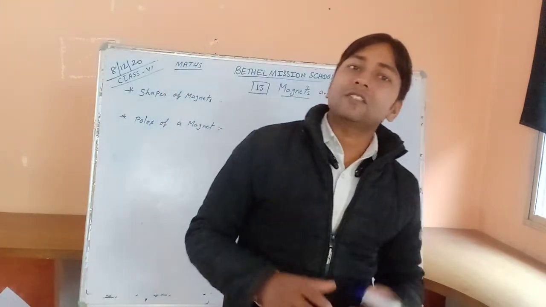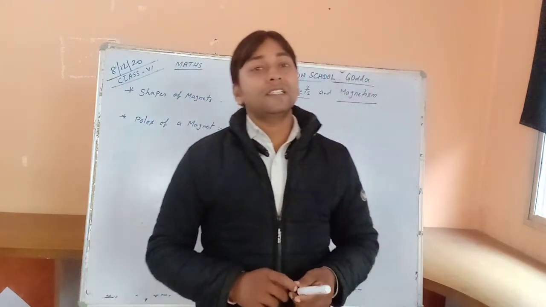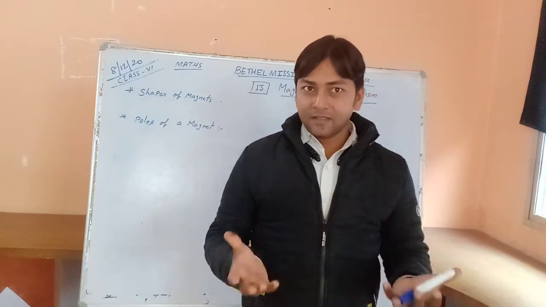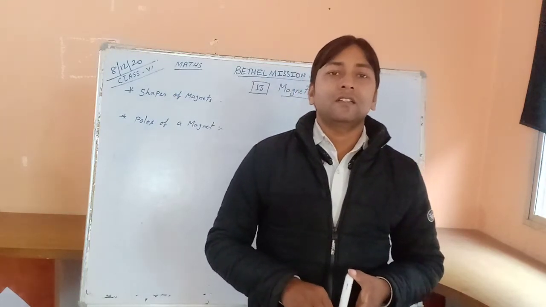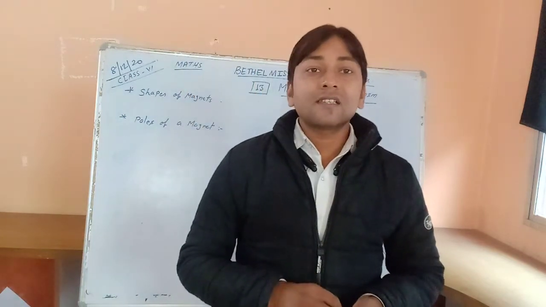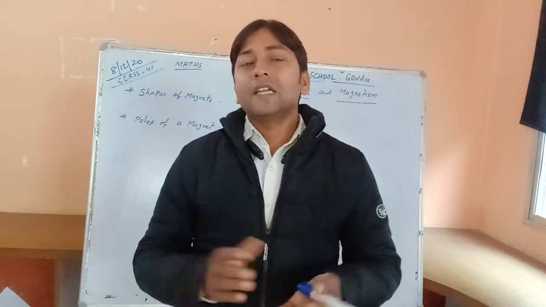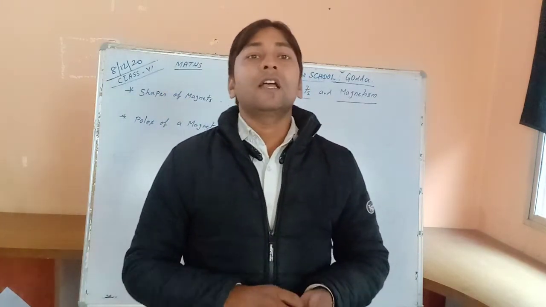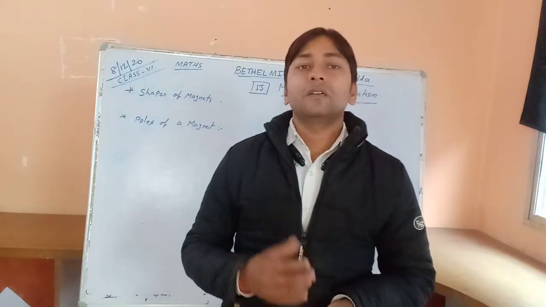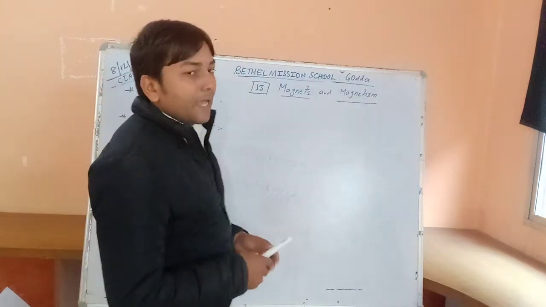In the previous class we discussed what a magnet is. So what is a magnet? The objects which attract metals are known as magnets. And why it is called a magnet, we also discussed in the previous class. So we move on, and here, shapes of magnets.